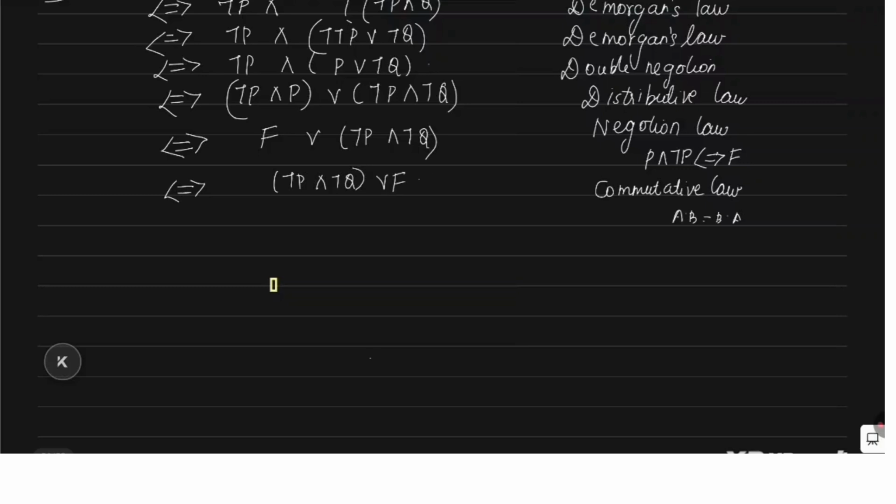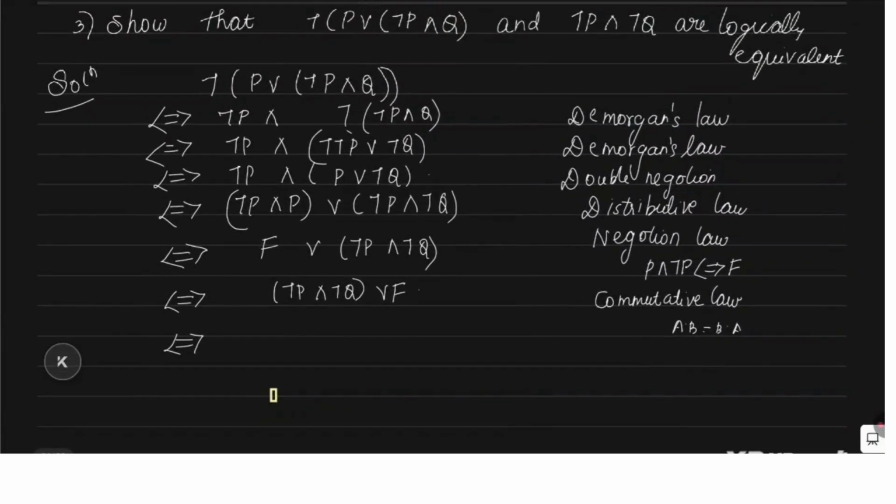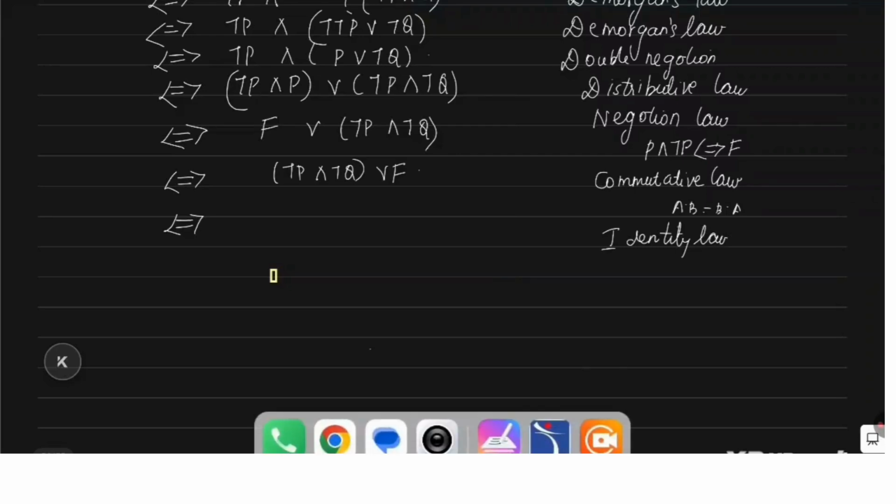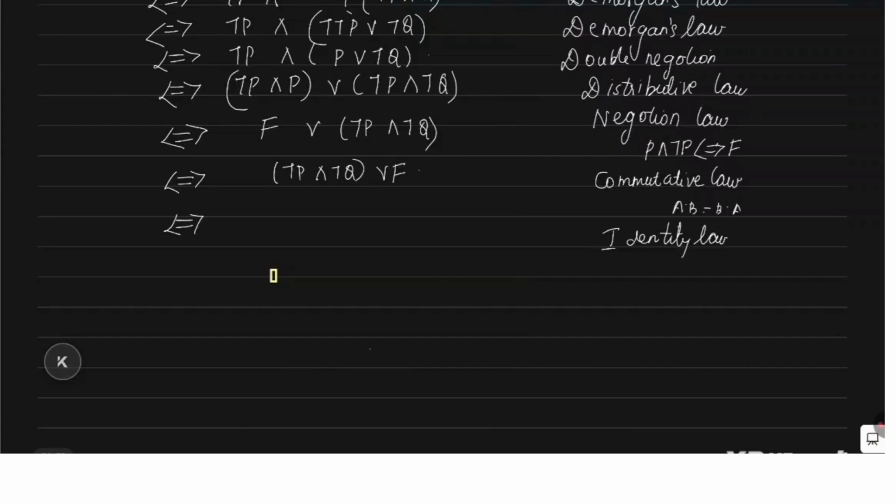Finally we need our answer as not P and not Q. For that we use the identity law. According to the identity law, P and true would be P, and P or false would be P. So here it is like P or false, which is equal to P. Here P is not P and not Q. So this is what we had to prove.